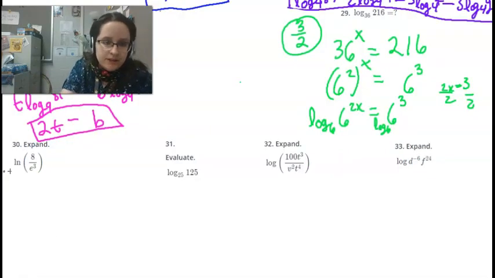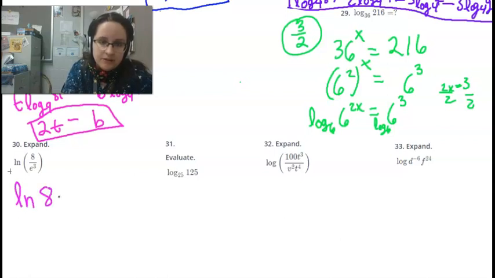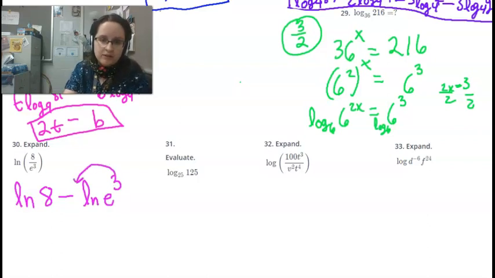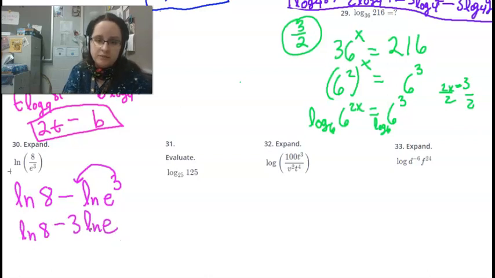Number 30, expand ln of 8 over e to the third power. We can subtract two natural logs. ln of 8 minus ln of e to the third. Use our power rule. We have ln of 8 minus 3 ln of e. Remember, ln of e is 1 because e to the first power is e. It's just 1. So we're left with ln of 8 minus 3.